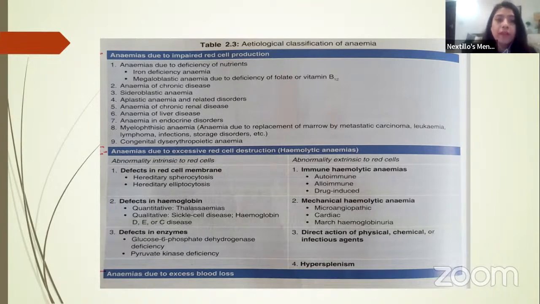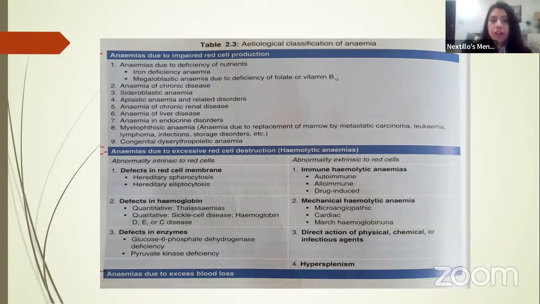Then number 4 can be aplastic anemia. Now, what is aplastic anemia? It is a bone marrow disorder in which the entire cell lineage, be it RBCs, be it WBCs, be it platelets, all of them are affected because of some disorder in the stem cells. Okay, then there can be other causes like in liver diseases, because of some hormonal effects, like in endocrine disorders, and then other very rare causes like myelodysplastic anemia or congenital dyserythropoietic anemia.